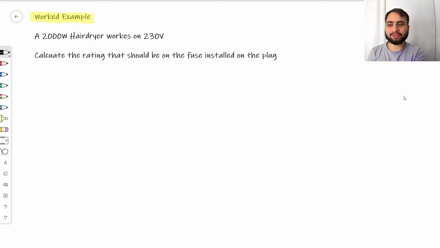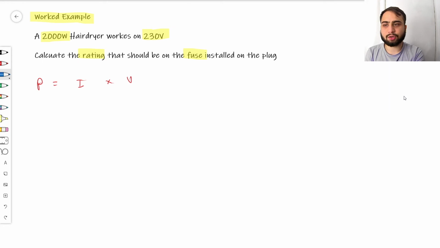As always, we're going to highlight all of the keywords. A 2000 watt hairdryer, so straight away, that's a keyword there, 2000 watts, works on 230 volts. Oops, there's a typo there. Oh well. Calculate the rating that should be on the fuse installed on a plug. Okay, so we're talking about fuse, so we're looking at current here. So what's our power equation to do with current? That is P is equal to I times V.